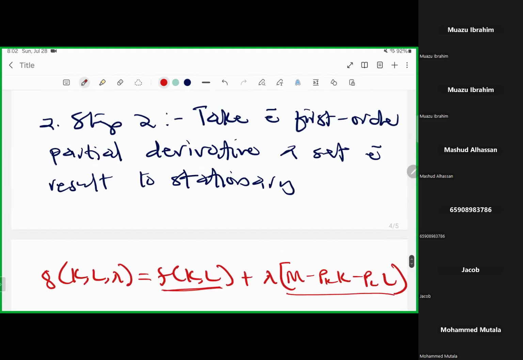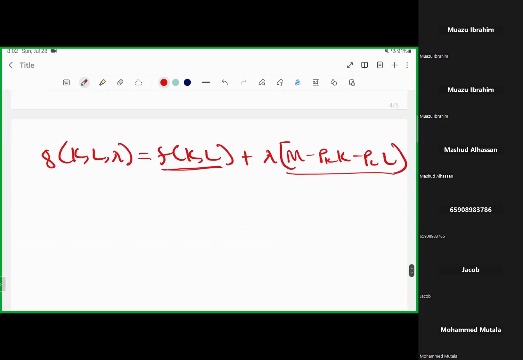So the second step involves taking the first order partial derivative and then setting the results to stationary. Setting the result to stationary means equating the results to 0.